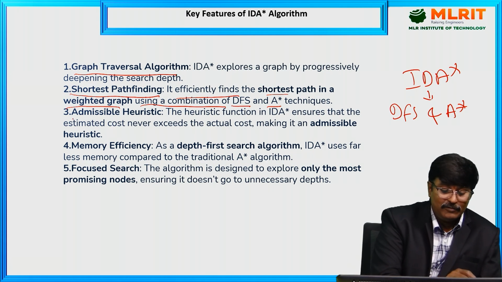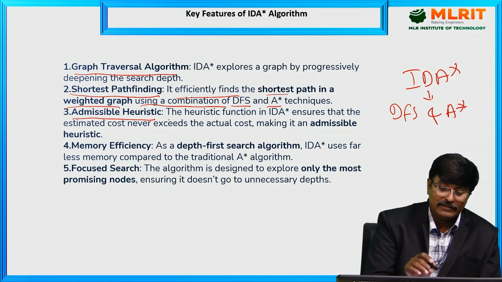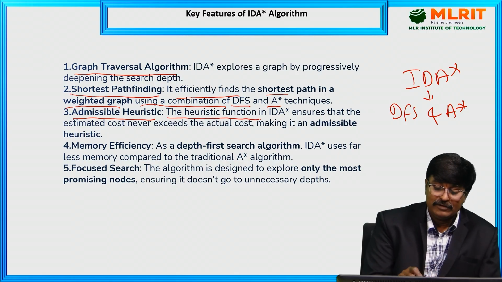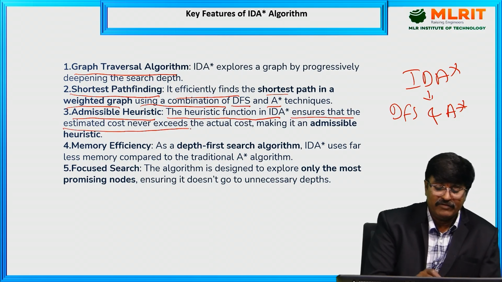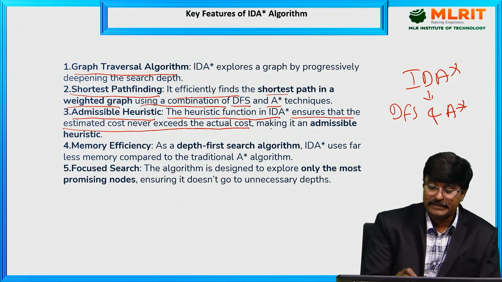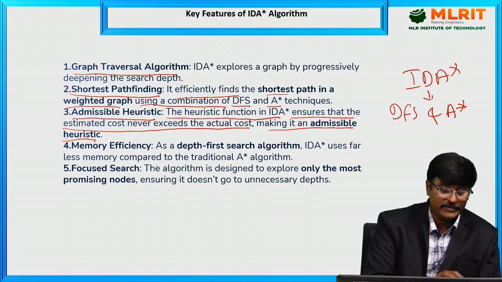And an admissible heuristic, because the heuristic function should always be such that the estimated cost is not more than the actual cost. That is the admissible function. It ensures that the estimated cost never exceeds the actual cost, making it an admissible heuristic. That is important in these cases.